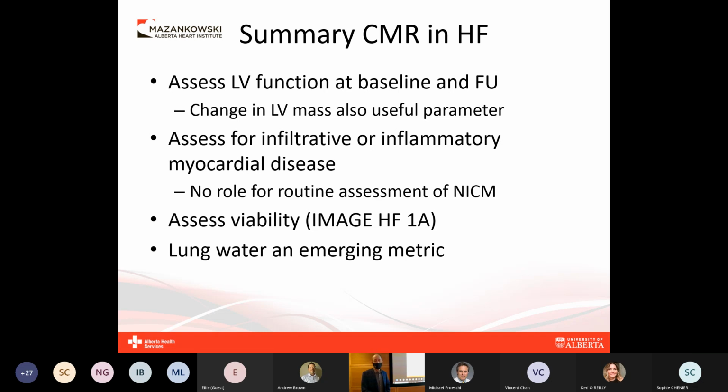And then lung water is an emerging metric, which I think can be used in heart failure, but it can also be used in many other cardiac diseases as a potentially important prognostic measure.